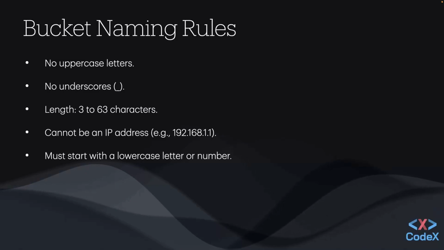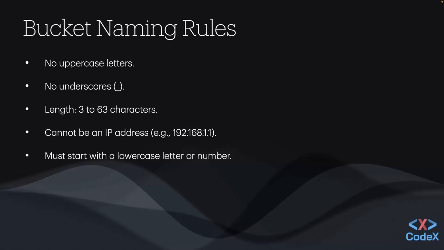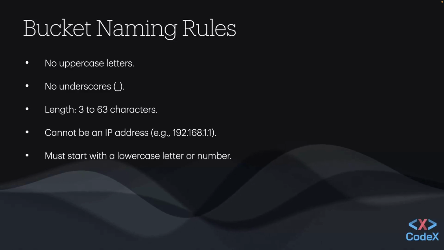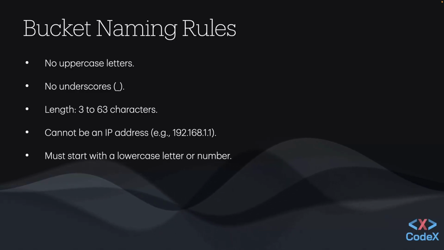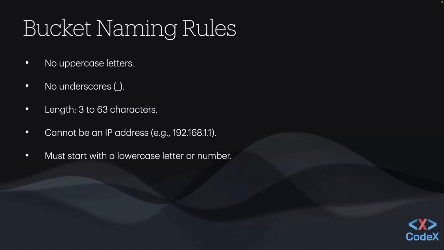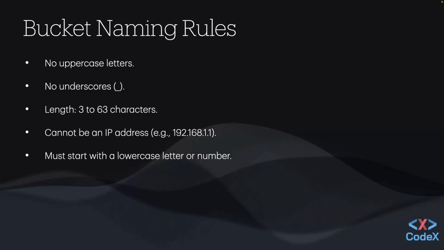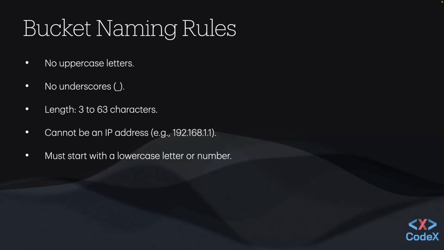Bucket naming rules. When creating a bucket, the name must comply with the following conditions: it cannot contain uppercase letters. Underscores are not allowed. The name must be between 3 and 63 characters long. An IP address, e.g., 192.168.1.1, cannot be used as a bucket name. The name must start with a lowercase letter or a number.